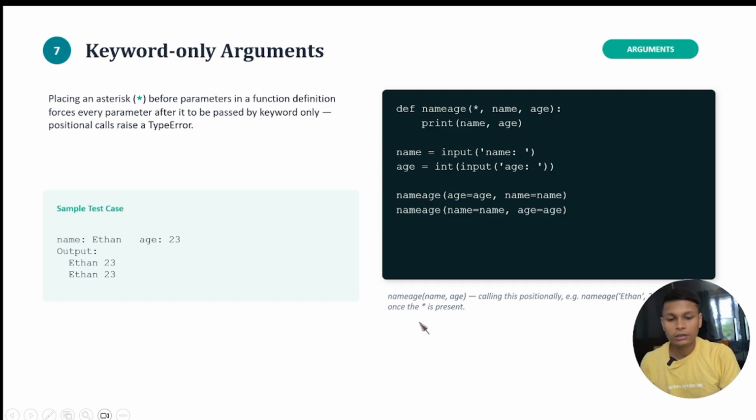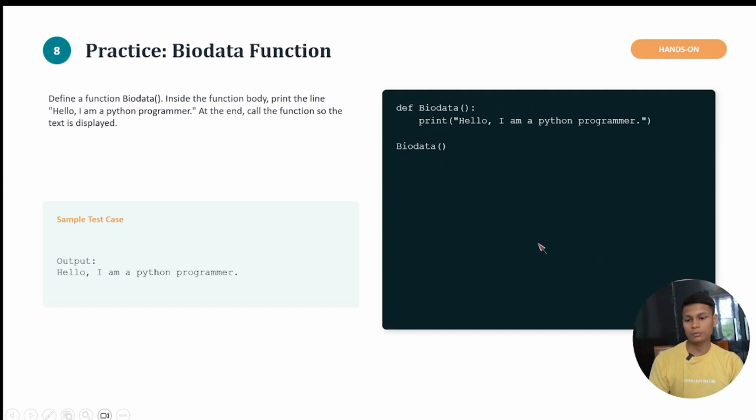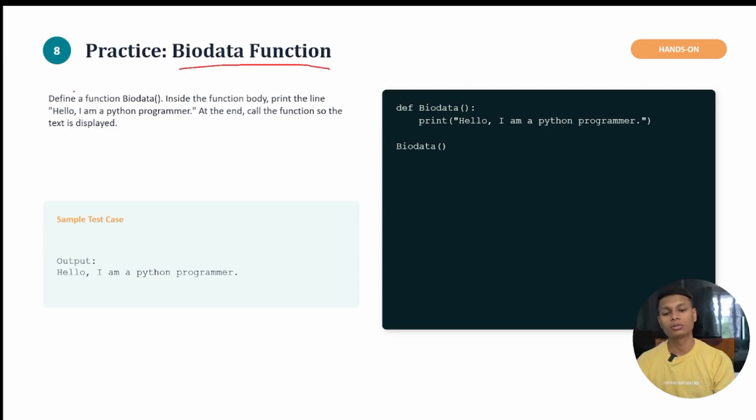So now let's see the next part, which is solving our practice problems. So let's start with our practice problem. Our first question is about a biodata function, okay? It's a very simple, basic question. So let's read the problem statement, and after that we are going to see how to solve this question, okay?